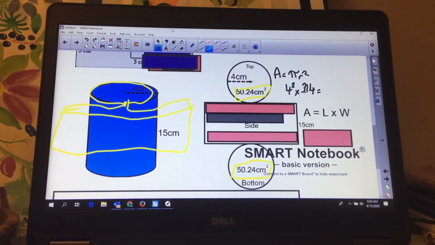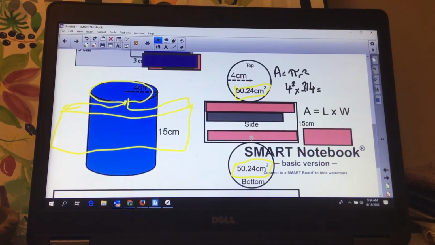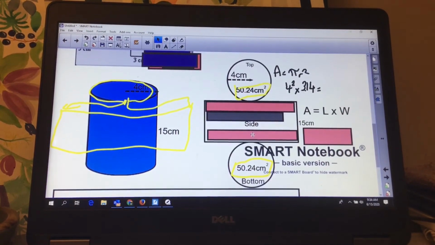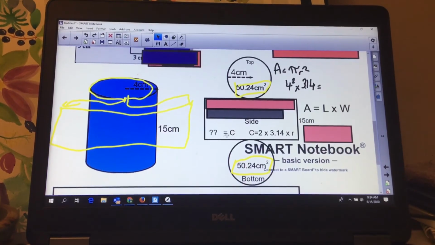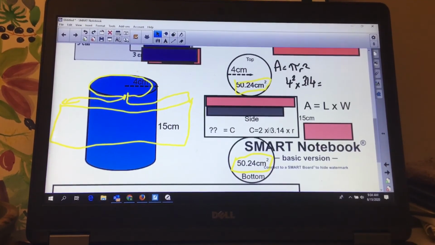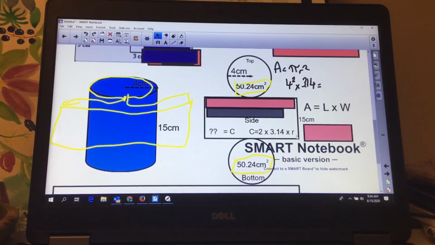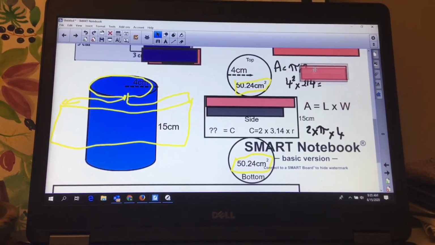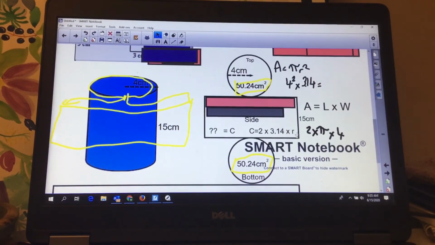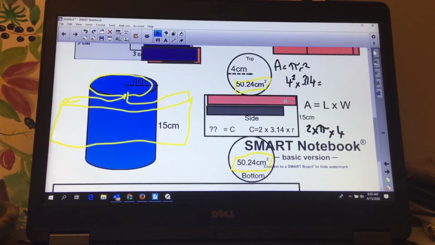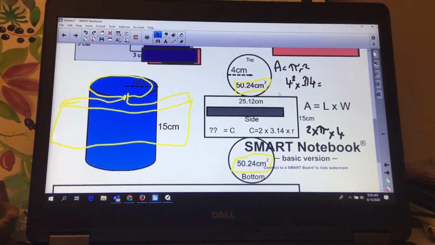Okay, so it's really important to understand I'm not missing anything, but what I'm missing, this side length, which I don't know, is actually the circumference of the circle. So circumference is 2 times pi times my radius. So 2 times pi times 4, or 2 times 3.14 times 4, is going to give me 25.12 centimeters. So now I have my length and I have my width.